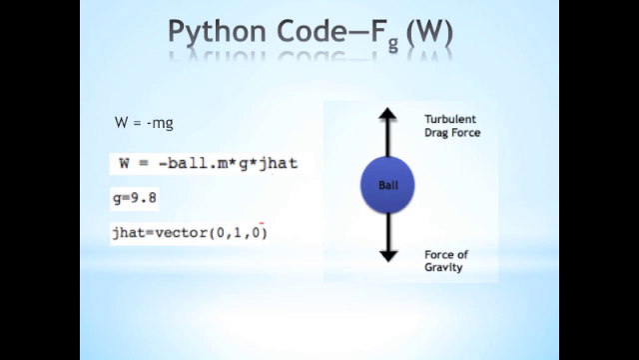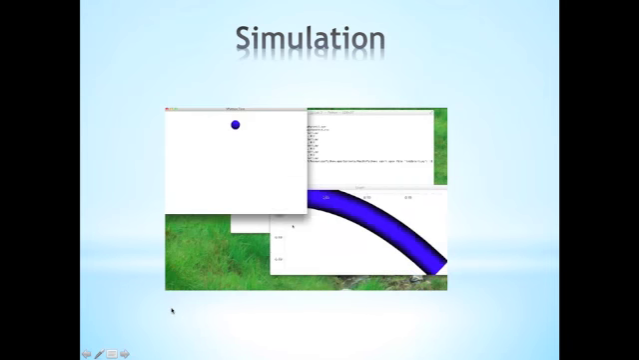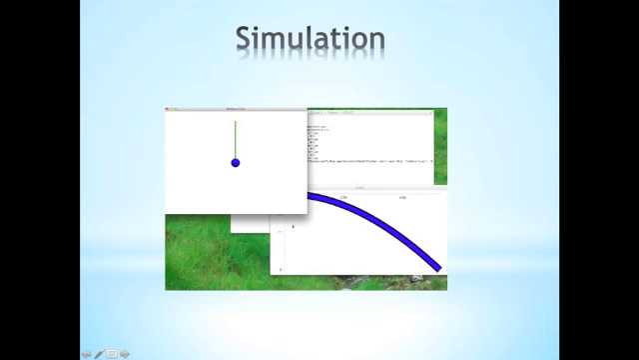Then the weight is set to be a negative vector, as this free body diagram shows, so when an object is falling on Earth, gravity will always work to pull the object back down to the surface. On Earth, gravity is 9.8 meters per second squared. When the code is run, VIDLE produces this simulation.